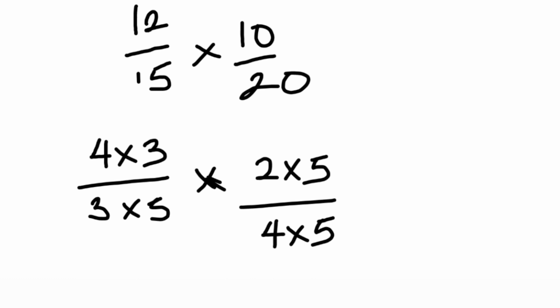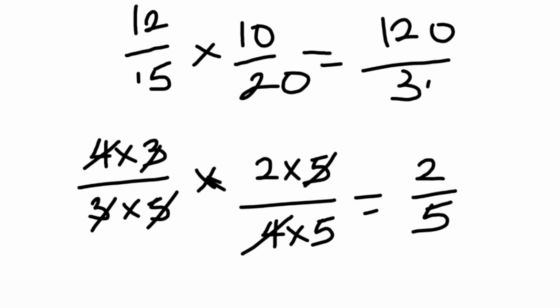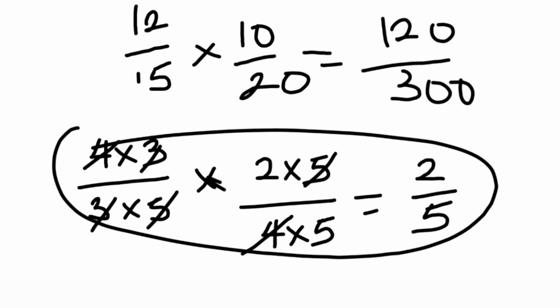Now, you can see that this 3 can cancel this 3, this 5 can also cancel this 5, and this 4 can also cancel this 4, and it will just be equal to 2 over 5. Instead of multiplying, which would give us 120 over 300, then you start dividing, it's better you do it this way and you get your answer.